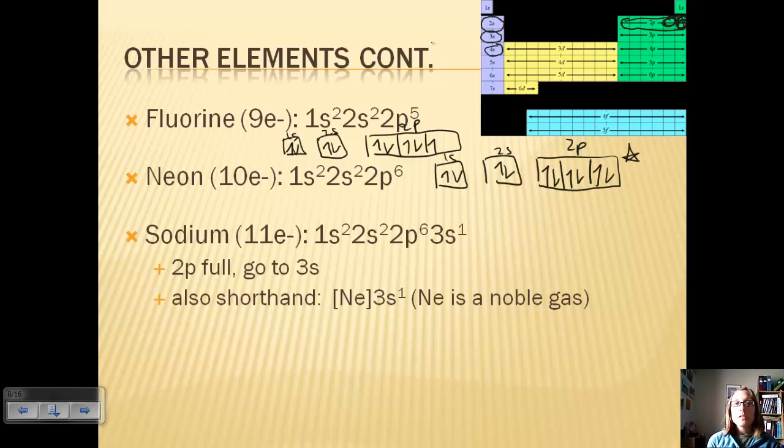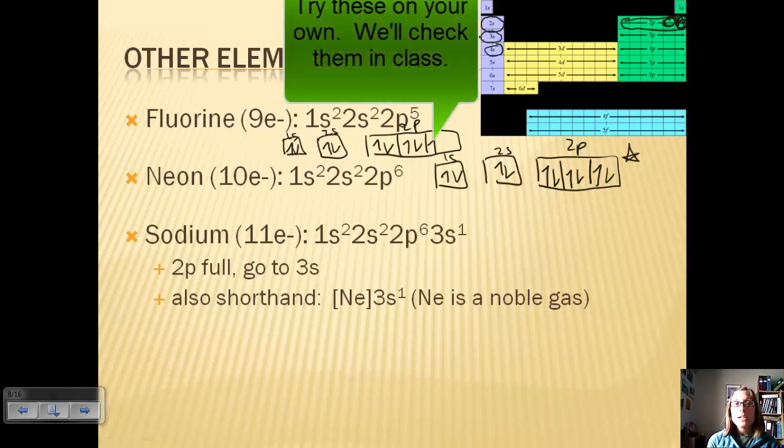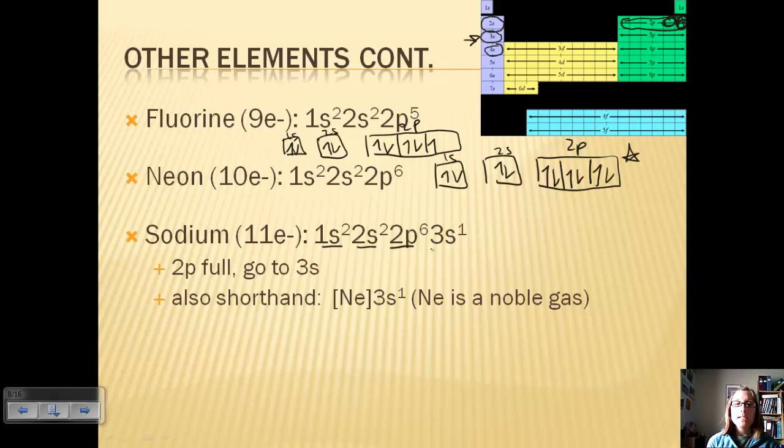Okay, now we're going to go down to sodium, which is located right here. Okay, so we have 1s2, 2s2, we filled the 2p6, and now we're going to the next energy level, which is 3s1. Okay, so 2p was full, we go to 3s.